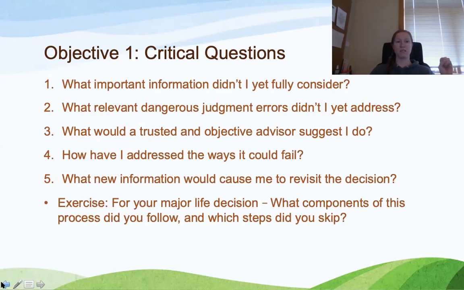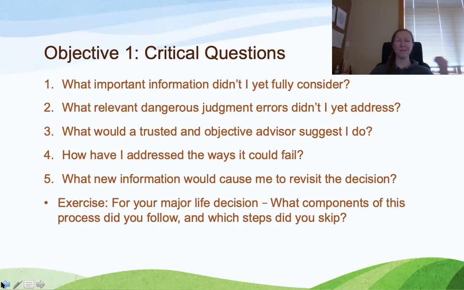The fourth question is to address ways in which it could fail. I'll talk about this more in regard to my own personal story, but I have a good and bad habit of looking at things through rose-colored glasses and ever being the optimist, and not always fully considering the ways in which things could fail, so I can plan for that worst-case scenario. That's something within my own decision-making that I struggle with. But it's critical. It's really important.